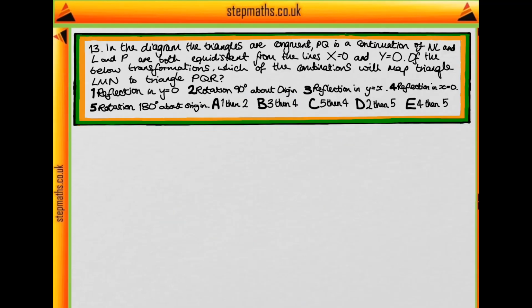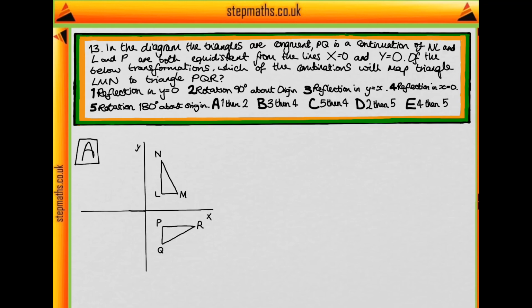So in this question we're given a diagram with some triangles, so let's just put that up there, and we have PQ as a continuation of LN. These are both equidistant from the x and y axes, and we want to know what combination of the transformations will map this triangle onto this triangle. So we're just going to test out each possibility and see where the triangle would end up. So let's start with A.